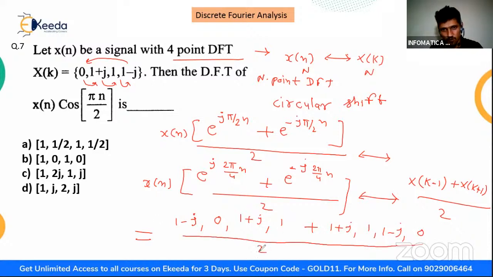We have to add each corresponding 1 minus j with 1 plus j, so what will we get? 1 minus j plus 1 plus j is 2, divided by 2, so we will get 1. On solving this, I'm getting 1, then 0 plus 1, which becomes 1 by 2. Then next, 1 plus j and 1 minus j, again they will be 2 divided by 2, so it will become 1. Then for the last, 1 plus 0, 1 divided by 2, this will be 1 by 2. So 1, 1 by 2, 1, 1 by 2. This will be the answer.